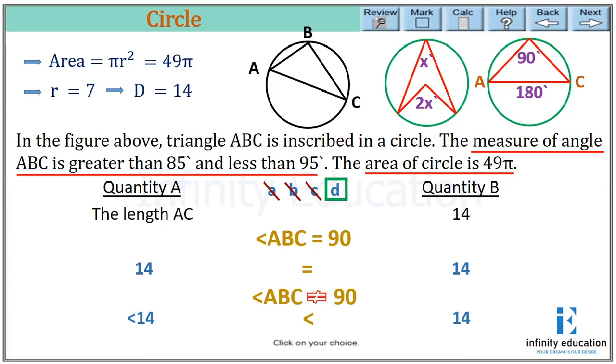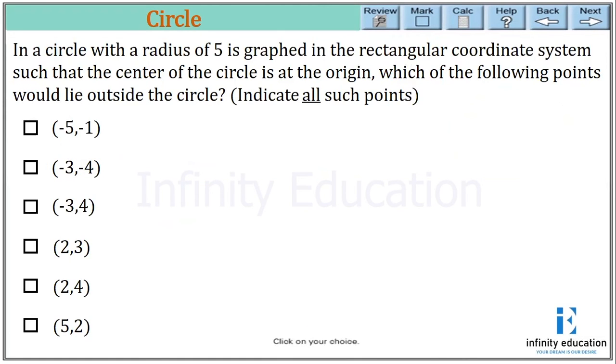Now let's see one more example. A circle with a radius of 5 is graphed in the rectangular coordinate system such that the center of the circle is at the origin. Which of the following points would lie outside the circle? Indicate all such points. So here we have to check all the options one by one.